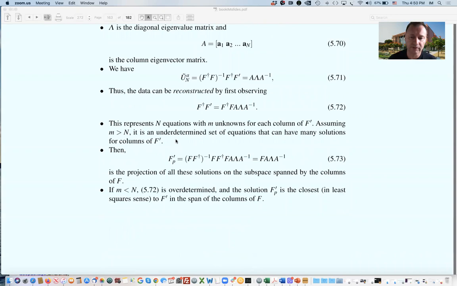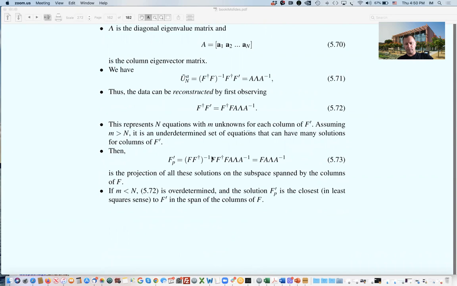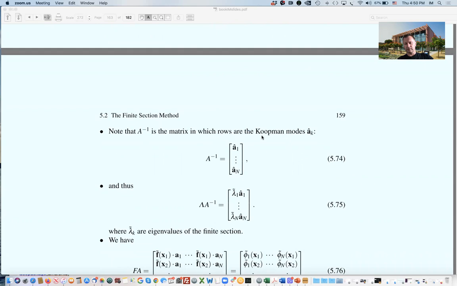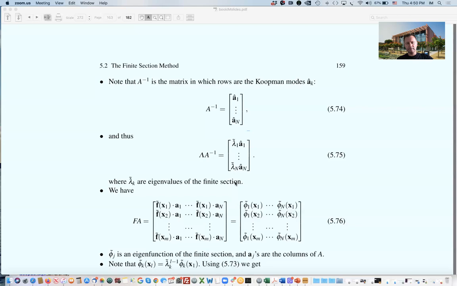So what can we do? We're going to take off from this formula over here. F prime is F A lambda A inverse. So first, let's talk briefly about A inverse. A inverse is the matrix in which rows are the Koopman modes. The Koopman modes, of course, I scale them so that they're really just the left eigenvectors. And so they're A1 hat to An hat. And then lambda A inverse is this lambda 1 tilde to lambda n tilde multiplying A1 hat to An hat, because lambda is a diagonal matrix. Remember, we have distinct eigenvalues.